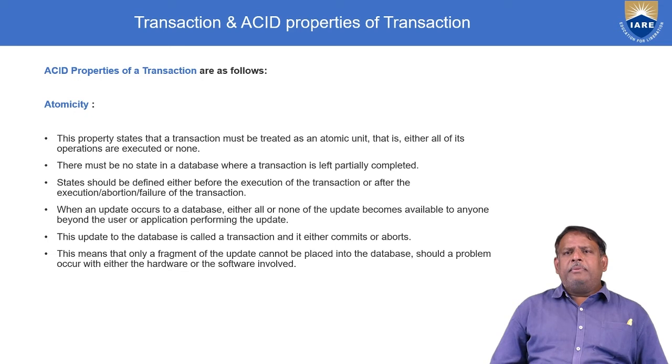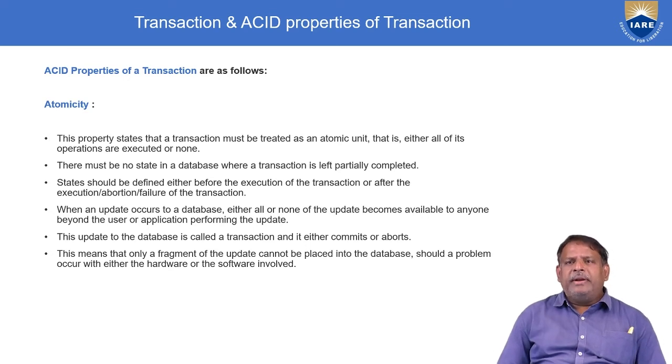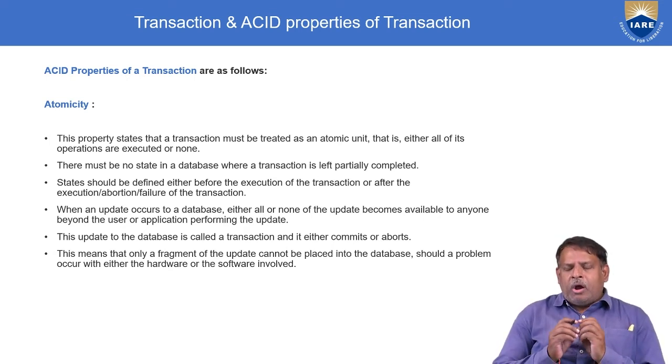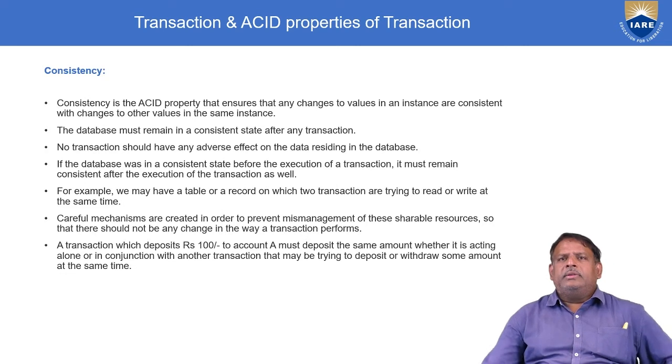This update to the database is called a transaction, and it either commits or aborts. This means that only a fragment of the updates cannot be placed into the database should a problem occur with either the hardware or the software involved. So it is an atomic unit where it should all be successful or nothing should be successful. Suppose it is successful, it is committed. If not, it is aborted. That is atomicity.